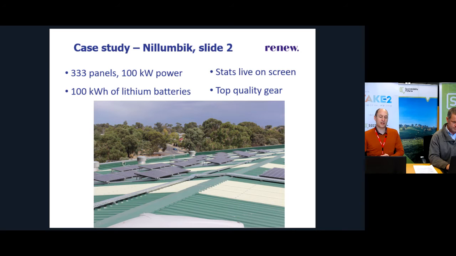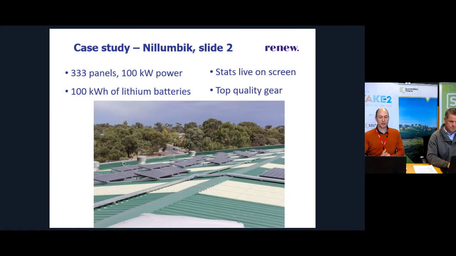So with the solar and batteries, there's 333 solar panels, and the total rated capacity is just under 100 kilowatts of power. So you can see there that you need about 3 panels to get 1 kilowatt. A kilowatt's somewhat more than a horsepower, just to give you an idea of how much power that is. With the batteries, the energy storage capacity is 100 kilowatt hours of energy, which is pretty big. As a point of reference, a battery at a household might be between 5 to 13 kilowatt hours.